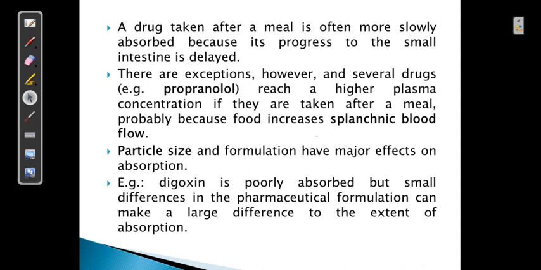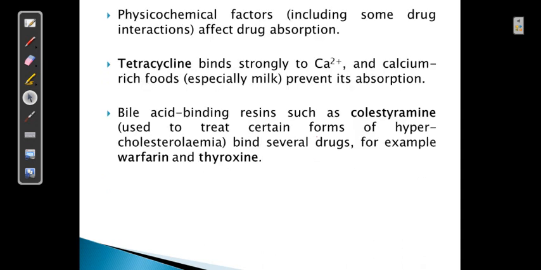Third factor is particle size and the formulation. It has a major effect on the absorption. For example, digoxin is poorly absorbed, but making a small difference in the pharmaceutical formulation will increase the extent of absorption. Certain physicochemical factors also affect the absorption, like tetracycline binds strongly to calcium, and calcium rich food like milk will prevent its absorption. Bile acid binding resins such as cholestyramine bind with several drugs, like warfarin and thyroxine, and will prevent their absorption.